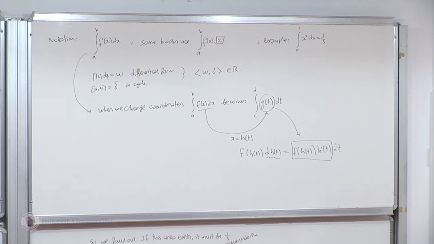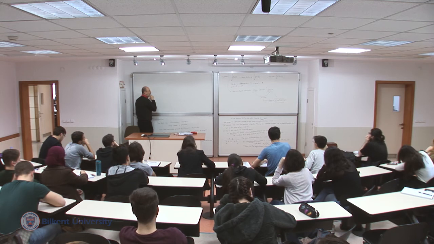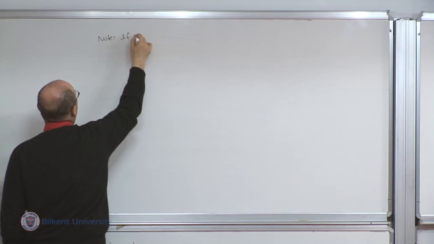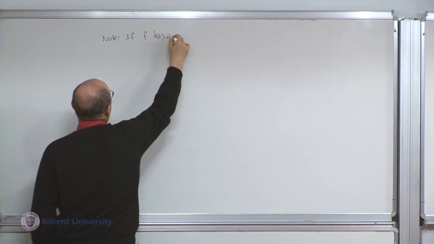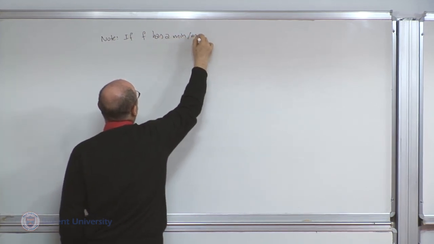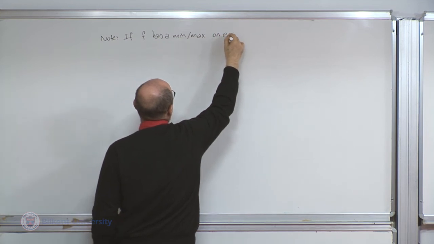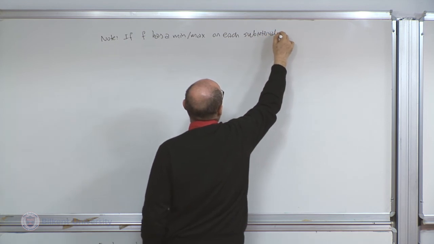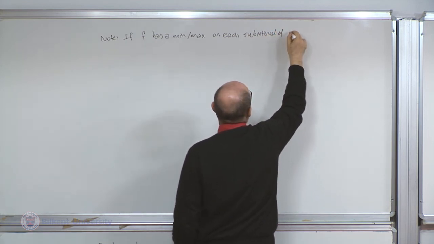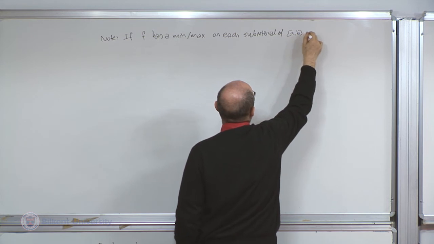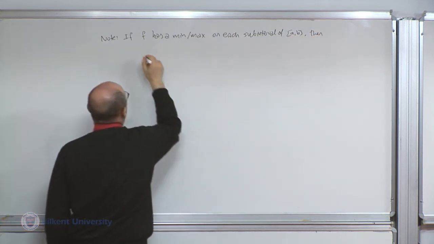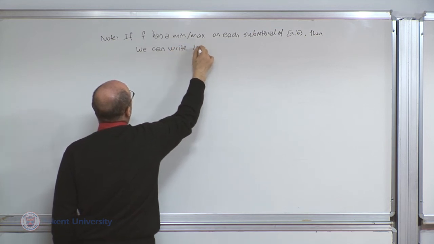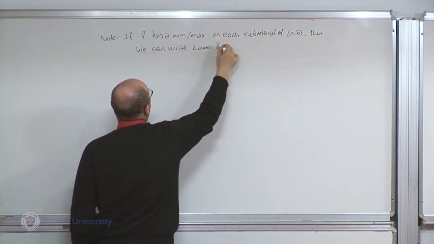Now before we go to that, let's relate this to lower and upper Riemann sums. So note, if f has a min and max on each subinterval of [a, b], then we can talk about lower and upper Riemann sums.